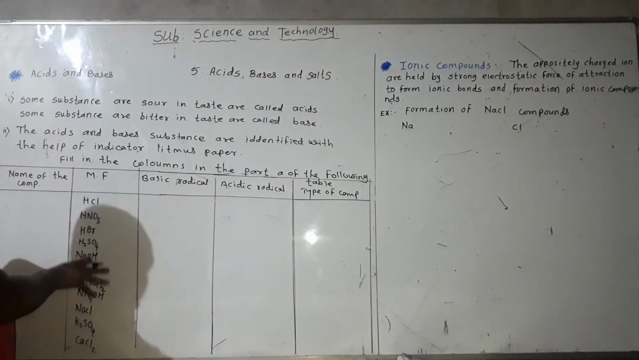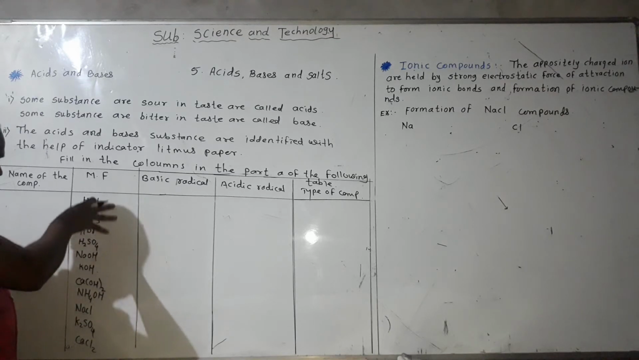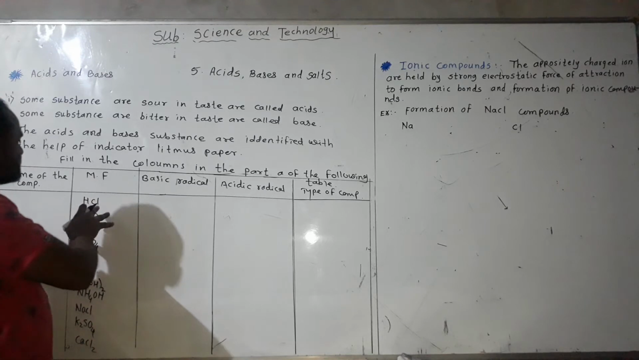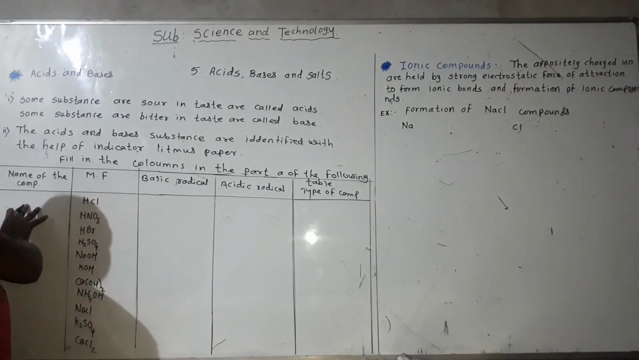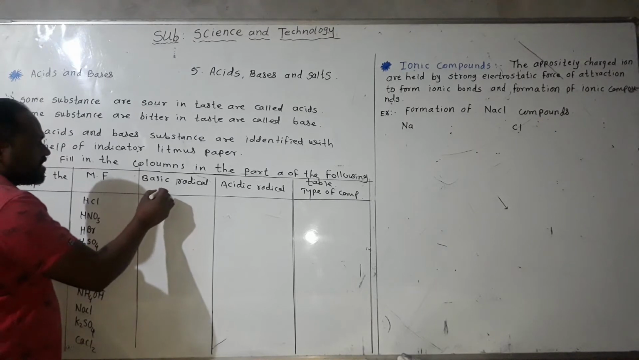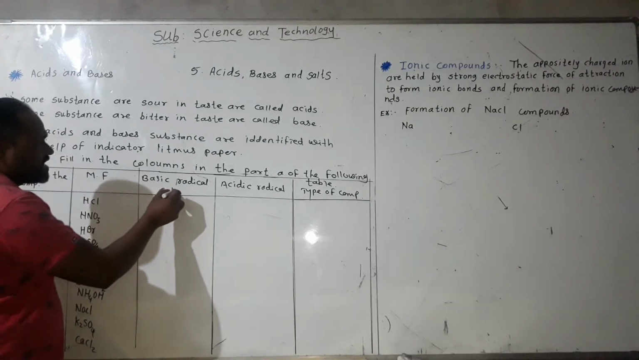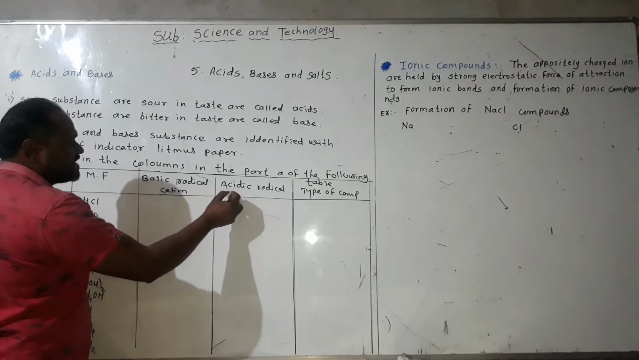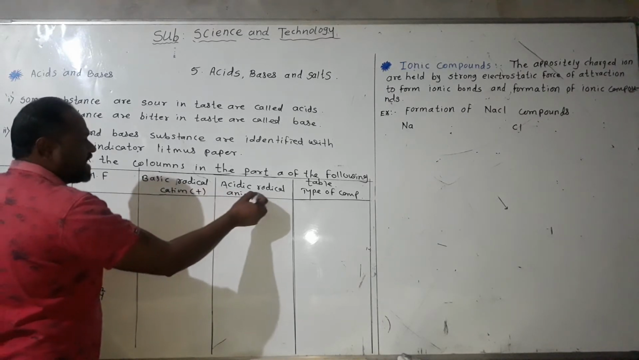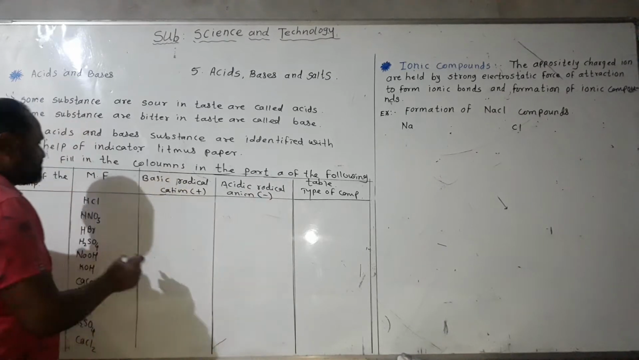Some examples are taken on the board. HCl is the formula of hydrochloric acid. Basic radical means cation, and acidic radical means anion. Cation means positive species and anion means negative species.